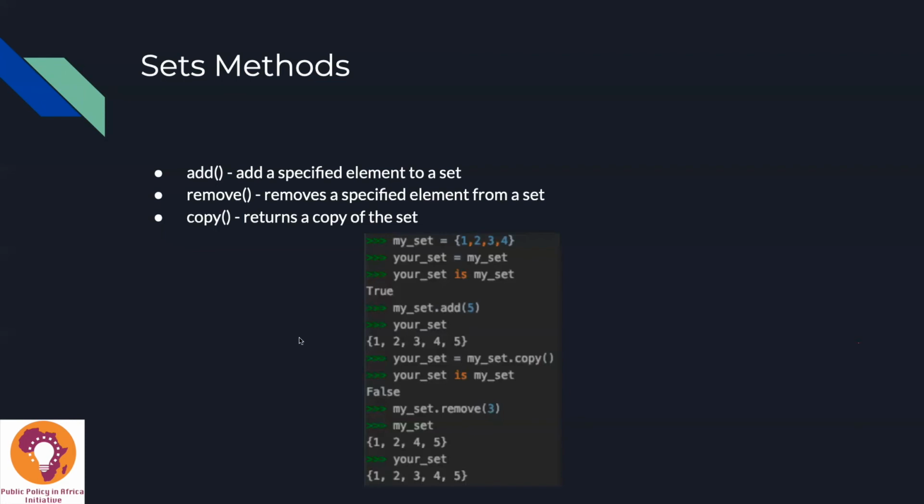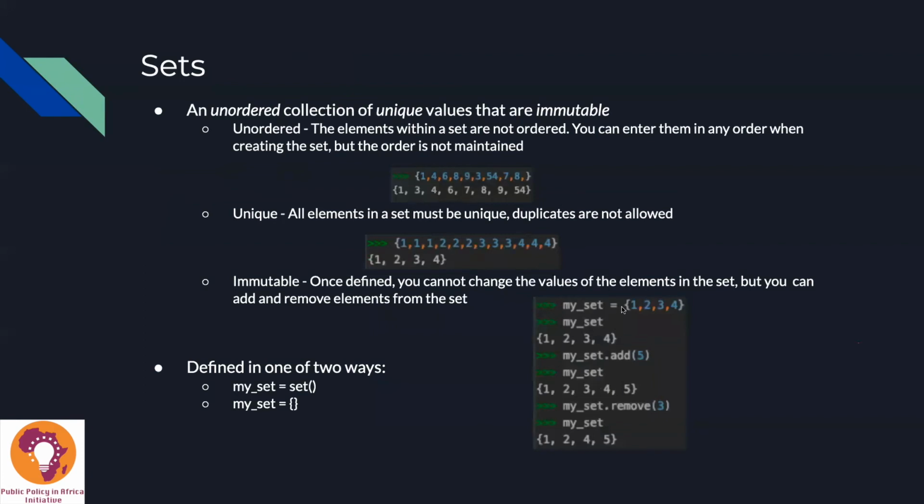Let me actually go back to the previous slide for that. For the add and remove methods, remember we started out with my set 1, 2, 3, 4, so the values stored in it are just 1, 2, 3, 4. Then I call the add method on my set using dot notation, and I pass in the value 5 and add it to that set. Now 5 is in my set. And then the remove method removes an element from a set. So we have my set dot remove, and we're going to remove the value 3. Now 3 no longer exists in our set. So that's how that one works.